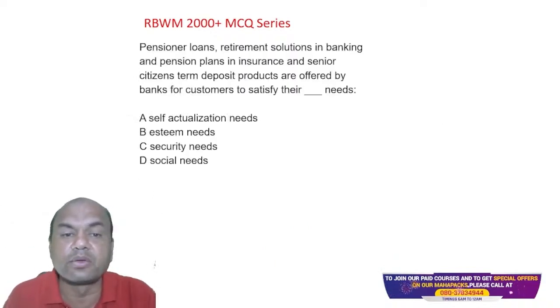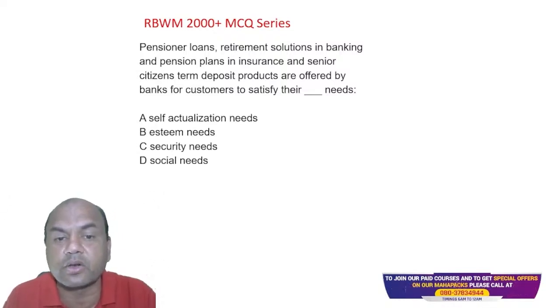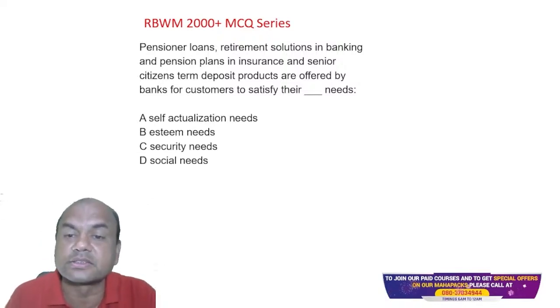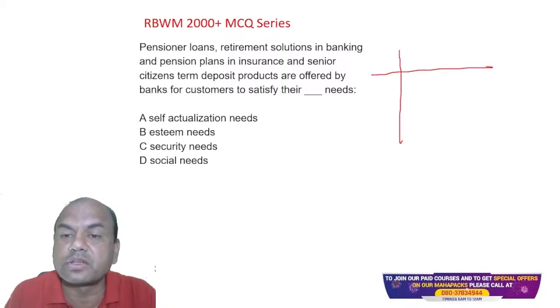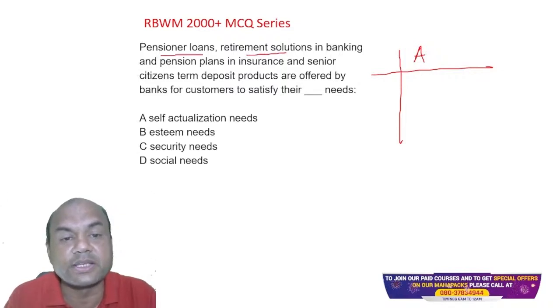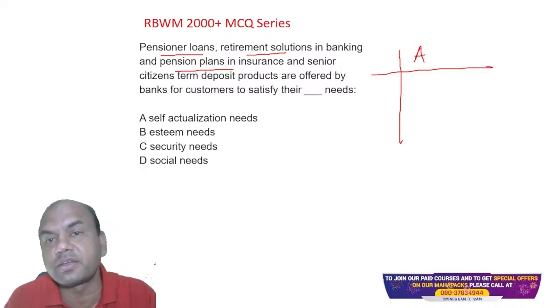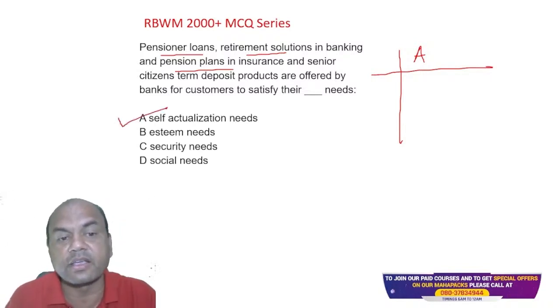Pensioner loans, retirement loans in banking and pension plans in insurance and senior citizen term products are offered by the banks for the customers to satisfy their dash needs. Now look at this. This is the fifth category. Actualization means above 60, pension. Okay, retired person. So retired person will be focusing on what? Pensioner loans, retirement solutions, pension plans, right? This retired person will be focusing on these products. So what will be the answer for this? Self-actualization, esteem, security, social. What is the answer? A, B, C, or D? Answer is A, correct? Yeah.